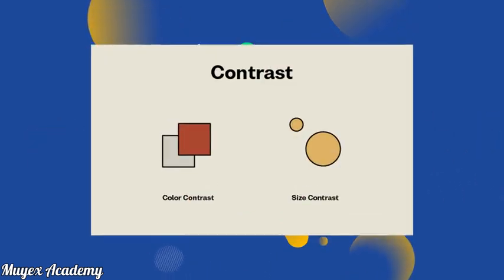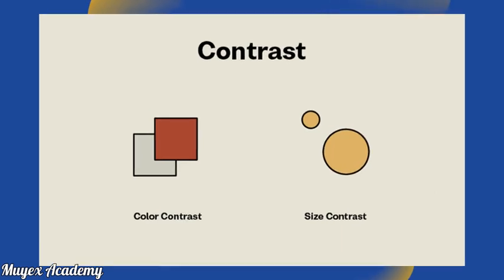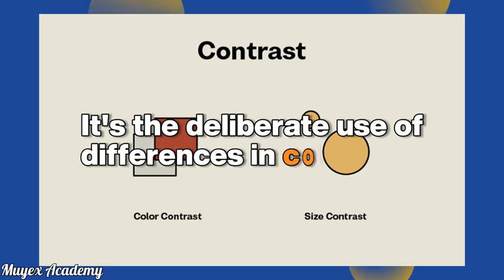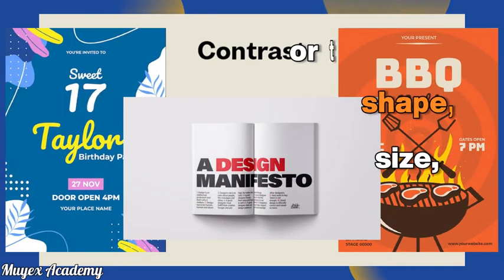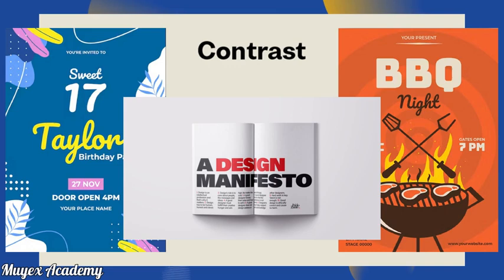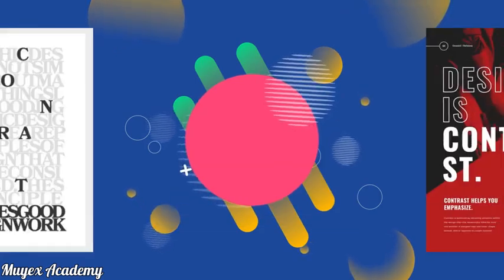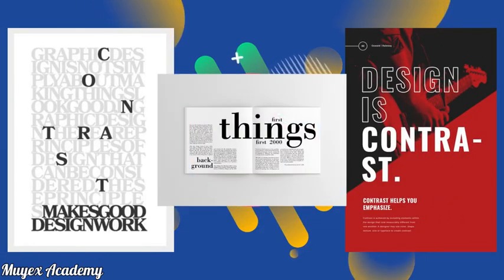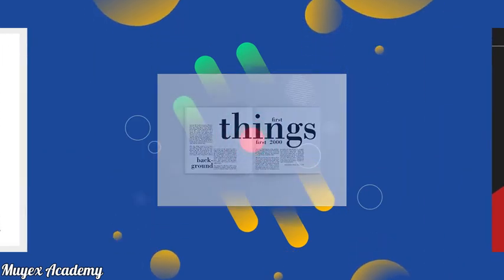Contrast is like turning up the volume on your design. It is the deliberate use of differences in color, size, shape, or typography to create visual interest and hierarchy. Think of it as the spotlight that draws your eyes to the most important elements. It is a dark text on a light background or the bold headline against a subtle backdrop.